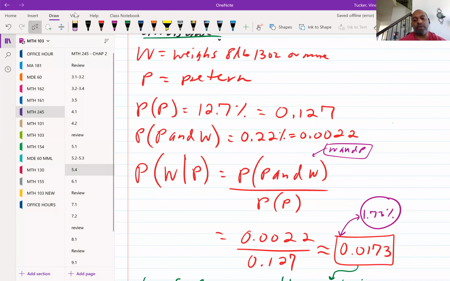So that's our calculation, 0.0022 over 0.127 gives us 0.0173, or 1.73%.